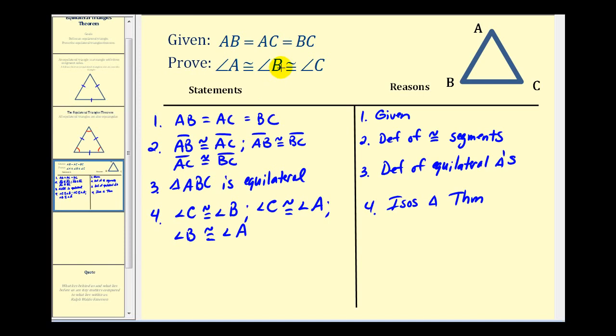Which is what we were trying to prove. But let's go ahead and just state that triangle ABC is equiangular. And this is by definition of an equiangular triangle.